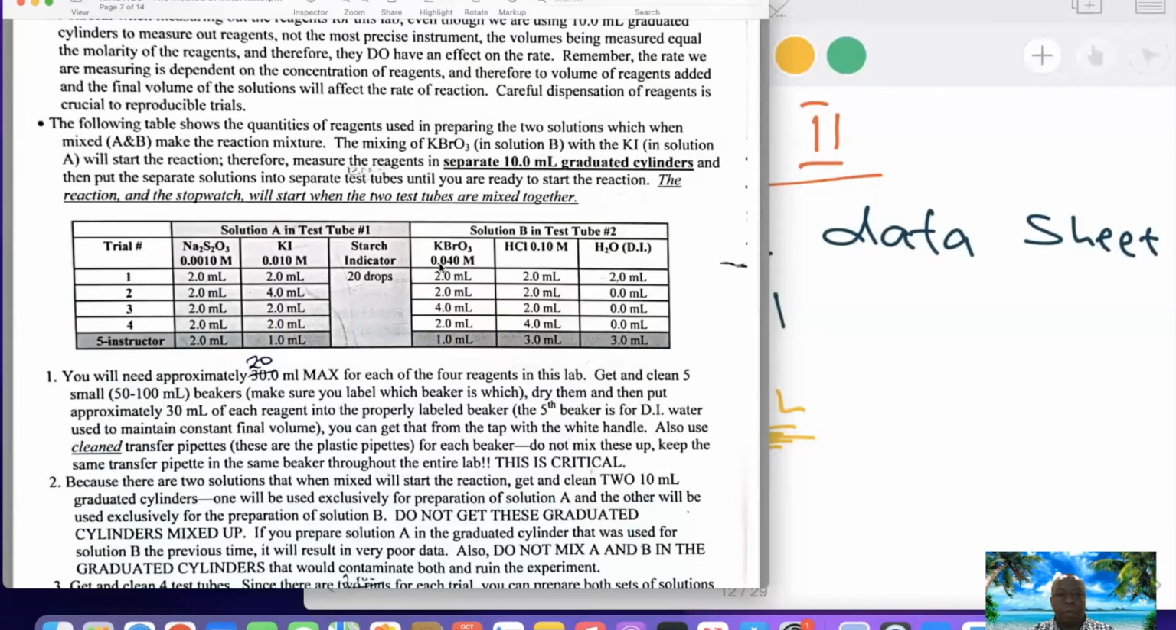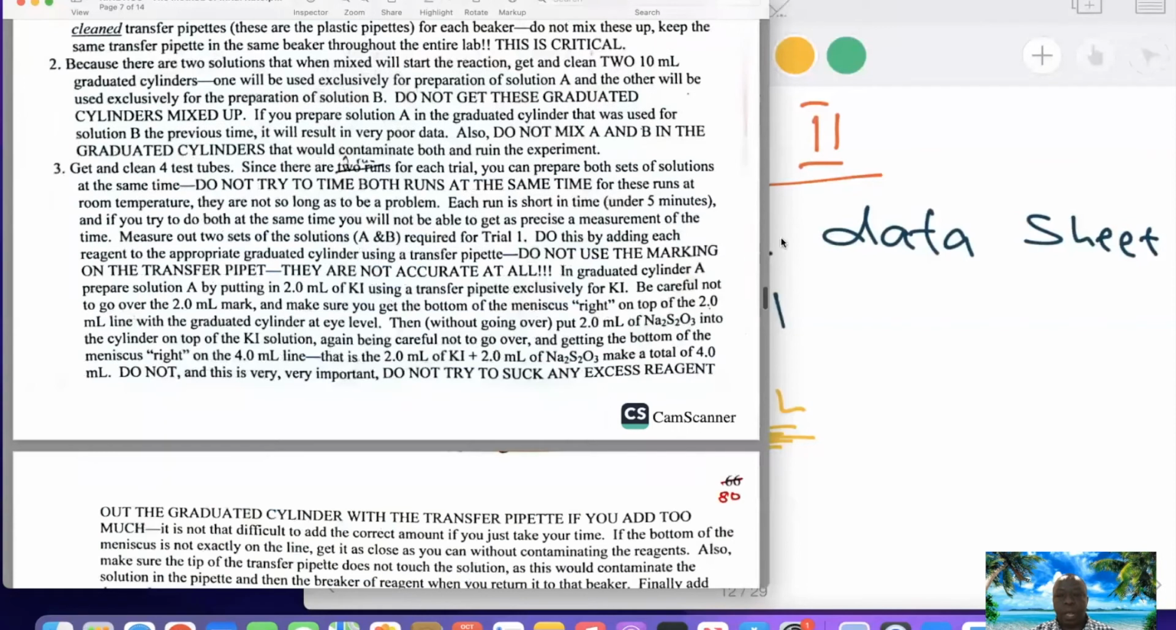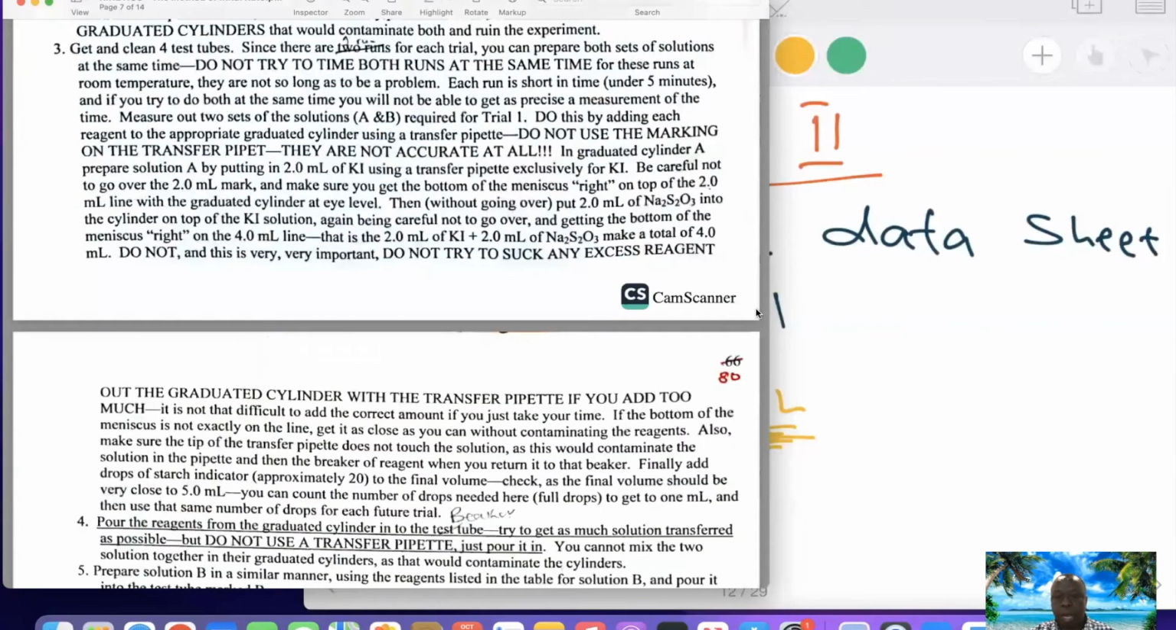you are to have 0.040 molar potassium bromate, 2 ml of 0.1 molar HCl, and 2 ml of deionized water. If you add these two solutions, this experiment was conducted to determine how long it will take to see the color change. And the color change had to do with, let's see the calculation part so that you understand the times.